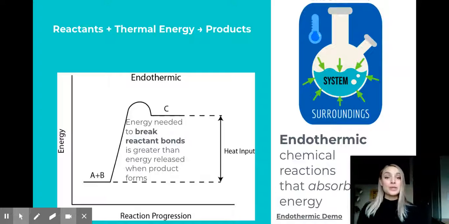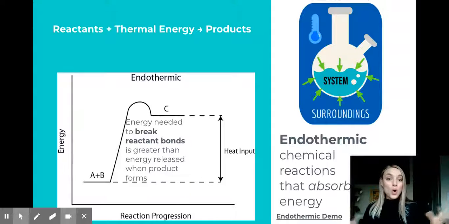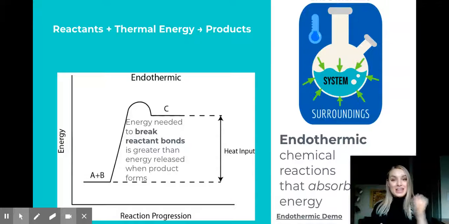And if you look at the picture right above the word endothermic, this is a great reminder of the fact that an endothermic reaction is going to make everything around it cold because it's going to take the thermal energy into the system from its surroundings. So an endothermic reaction is a chemical reaction that absorbs energy.